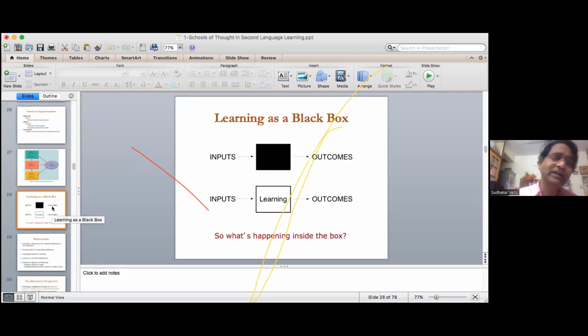When you talk about learning language, some people say it is like a black box. How do children learn a language, the mother tongue? Or how do children learn a second language or a foreign language? Still, we do not know. There are stories and stories, theories and theories. What is happening inside this box?